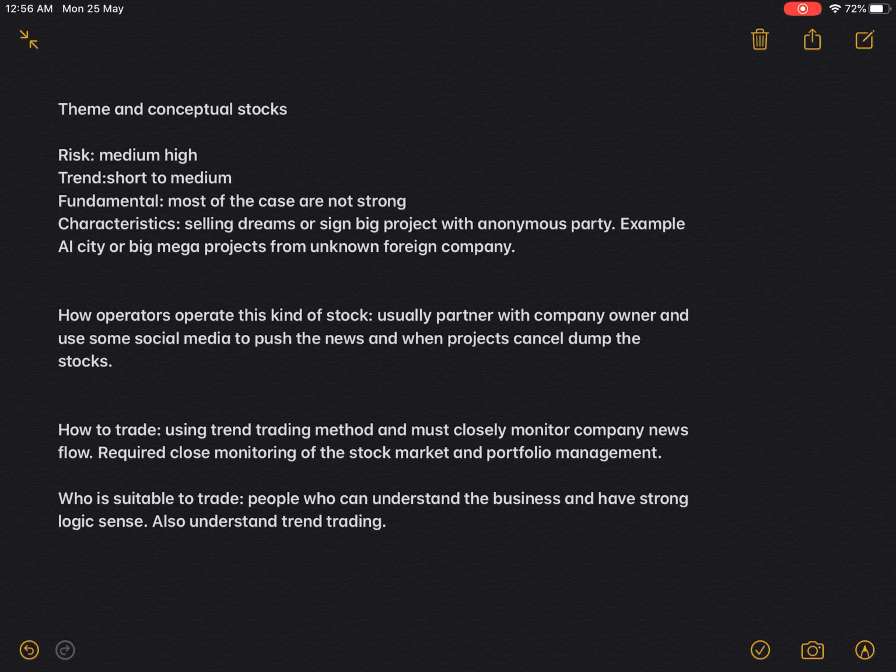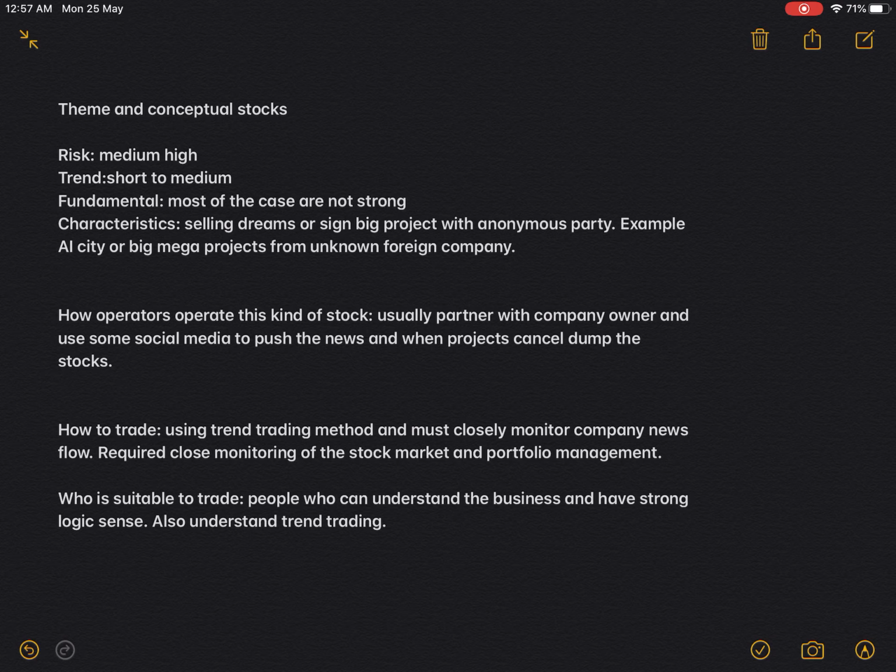So these are the classic play for all the operators. They will usually partner up with the company owner to release this kind of news, and use social media to push it. After the share price goes up, they will dump the shares when bad news comes out, or there's no result coming out. Okay, this is very classic, and usually the trend will be mid to long, depends.